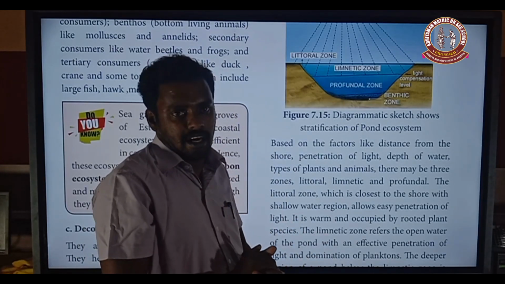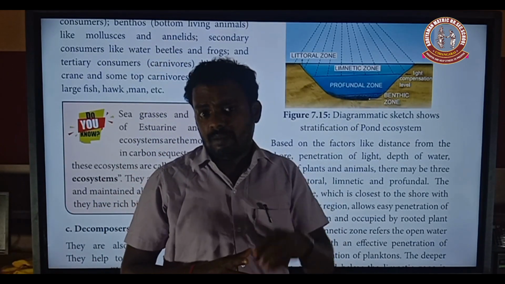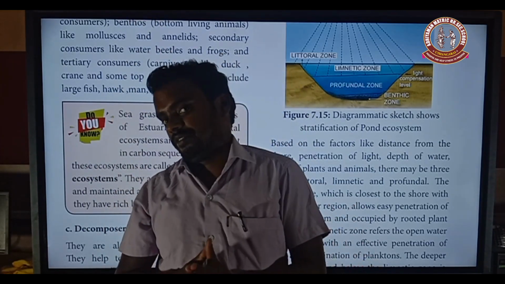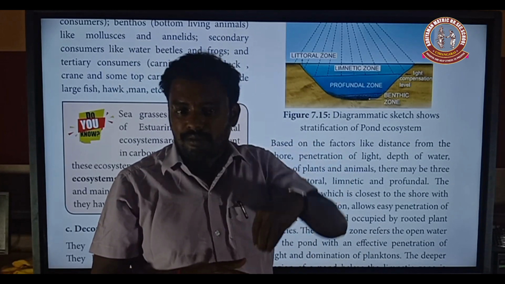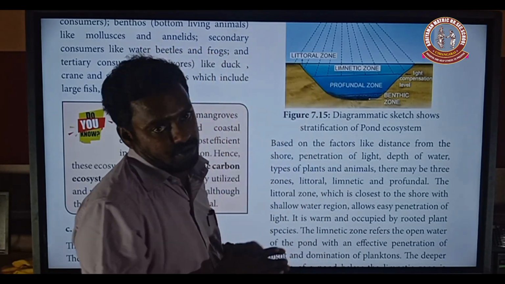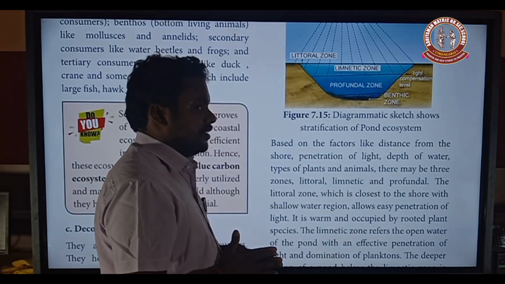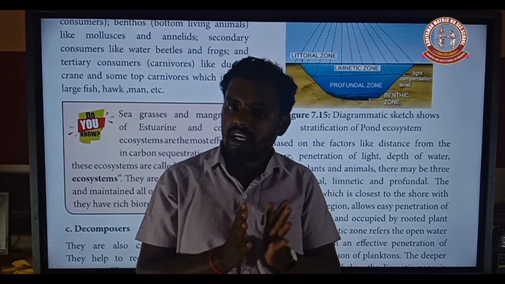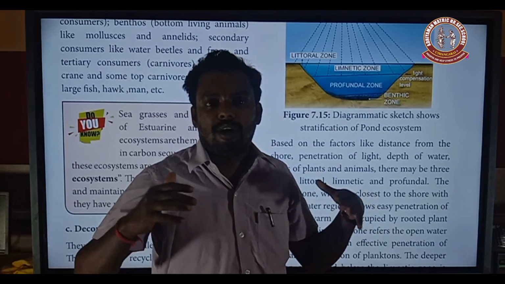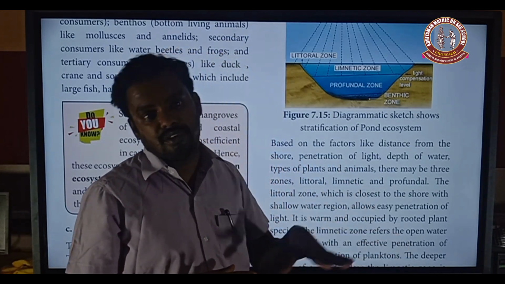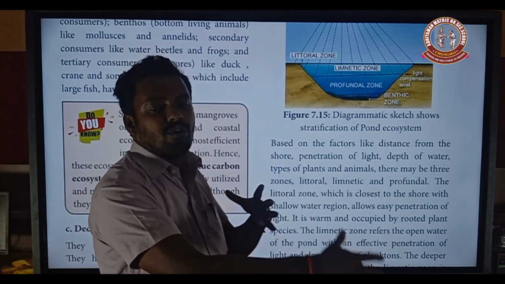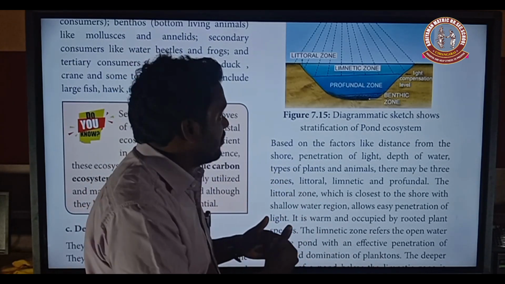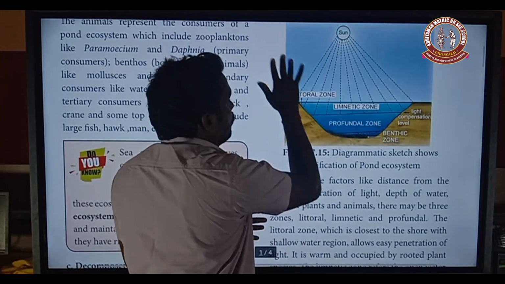Then the third factor is depth of the water. Depth of the water means the water level, which varies from one water body to another. So the level of the water present in the ecosystem is the depth of the water. Then different types of plants. If you take a pond ecosystem, it contains different types of plant species and animals also. So all of these are the basis for the classification of the 4 different types of zones.